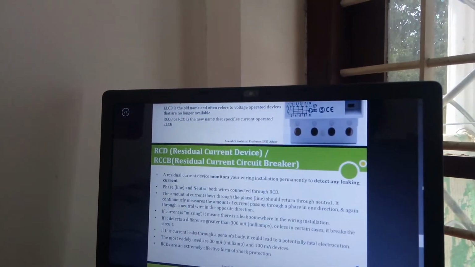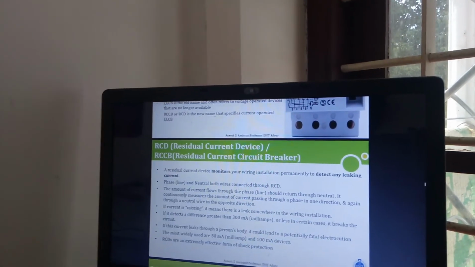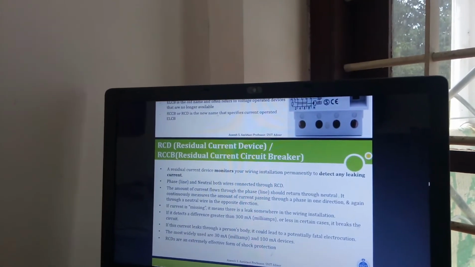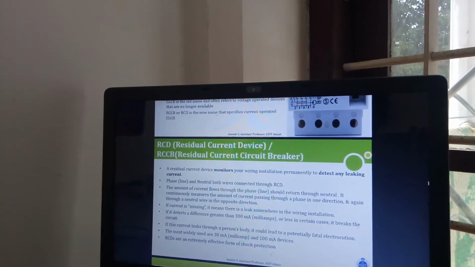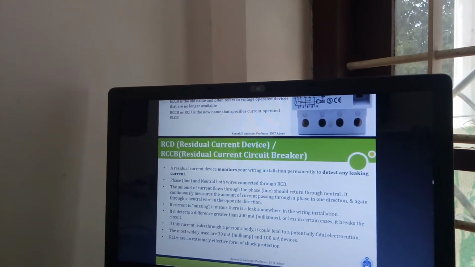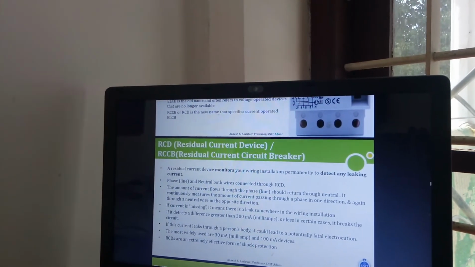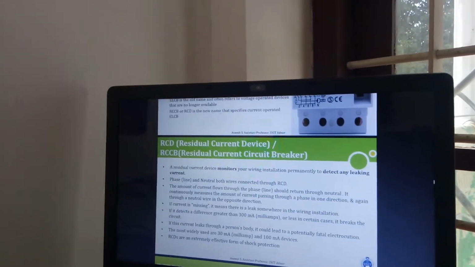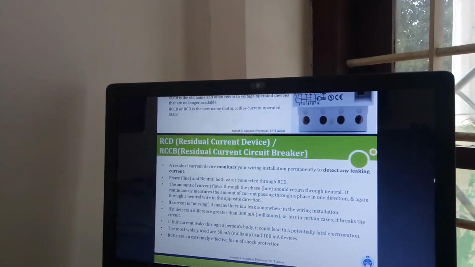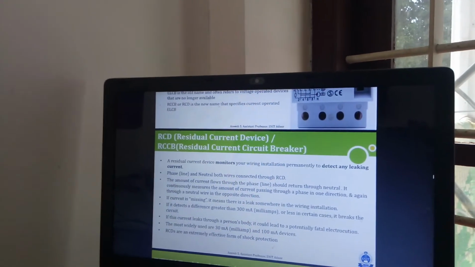Next is RCD and RCCB. RCD is a residual current device and RCCB is a residual current circuit breaker. The residual current device monitors the wiring installation permanently to detect leakage current. It is connected to phase and neutral. The amount of current flowing through the phase should return through the neutral. If there is any leakage, this will not happen. The current will be missing, so the circuit trips.